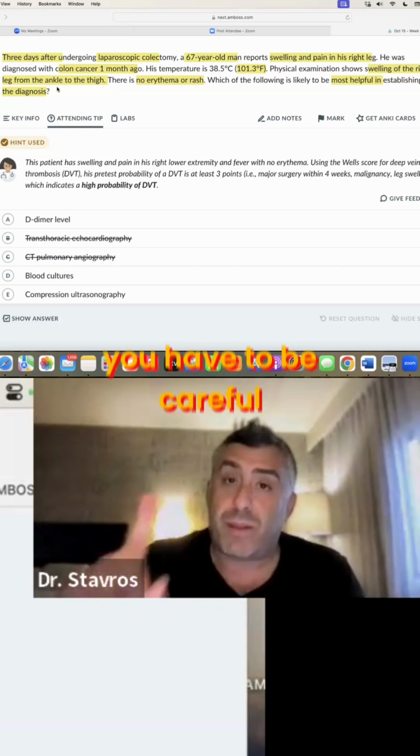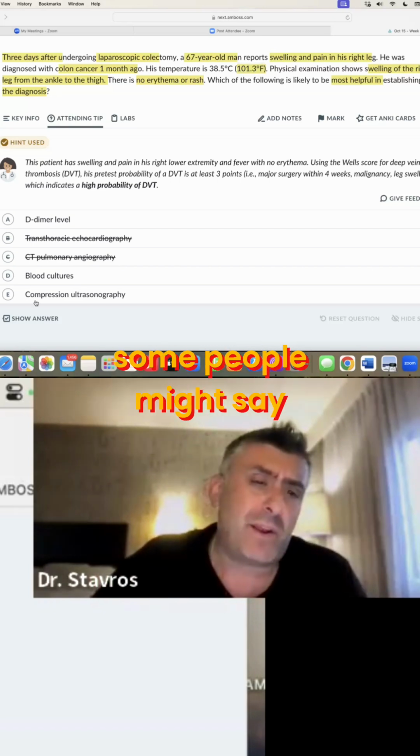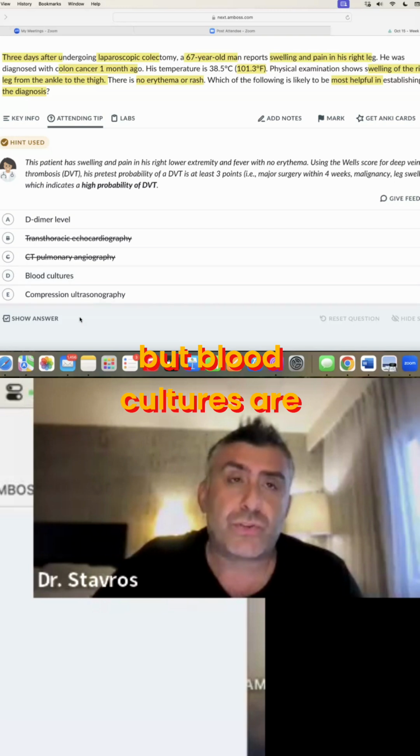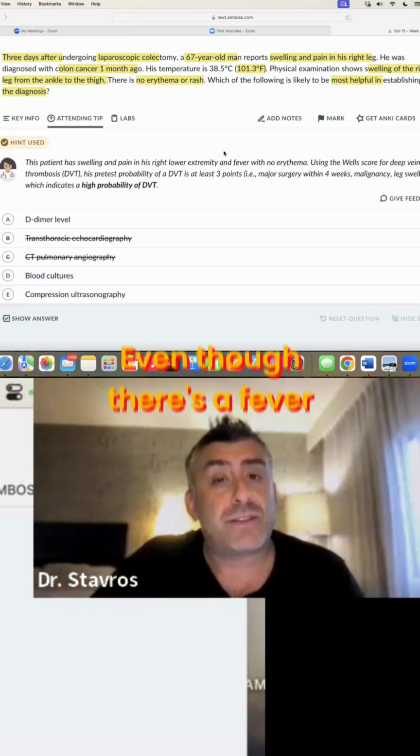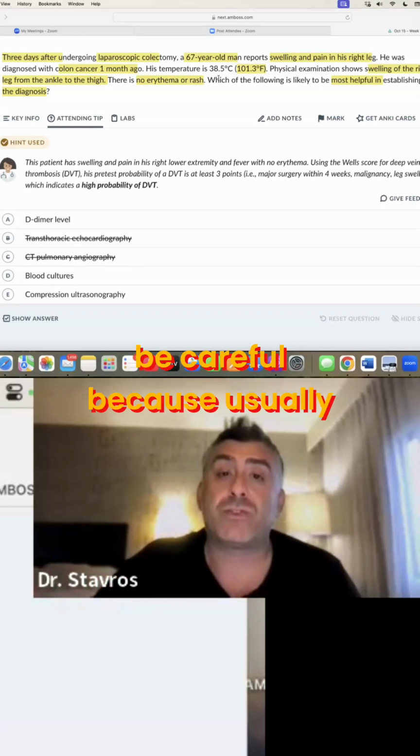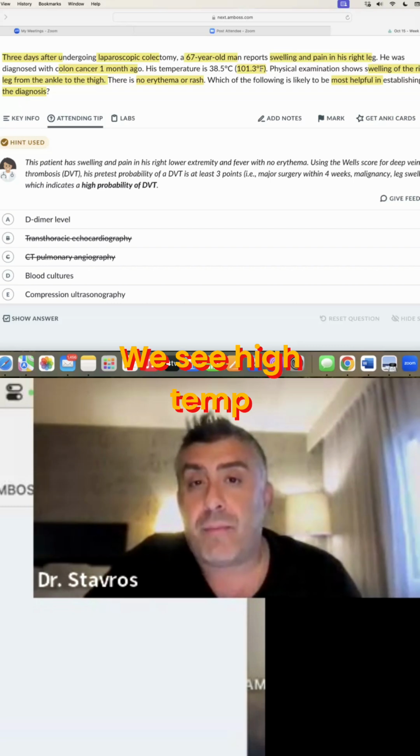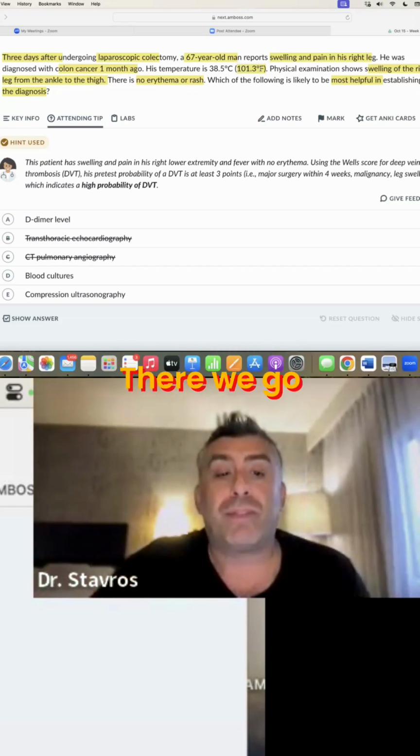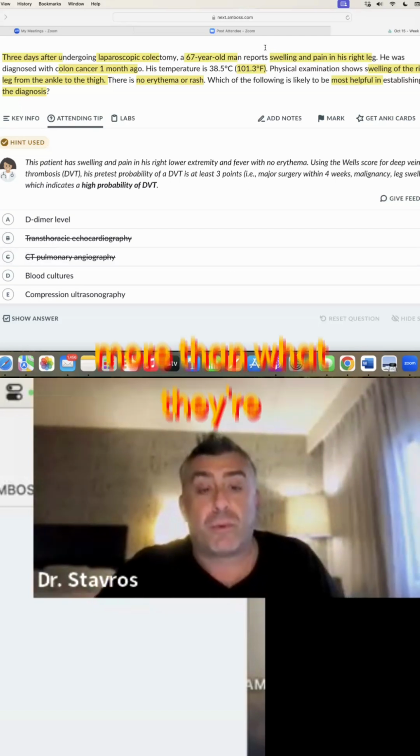So this is where you have to be careful, ladies and gentlemen, because if you have a fever like here, some people might say, you know what, blood cultures. No, I understand that, but blood cultures are usually ordered to see if there's an infection, even though there's a fever, right? We know it's a DVT. Be careful, because usually we see high temp and we think maybe there's some sort of blood infection. There we go. But then you would see more things with cellulitis or blood infection than what they're presenting here.